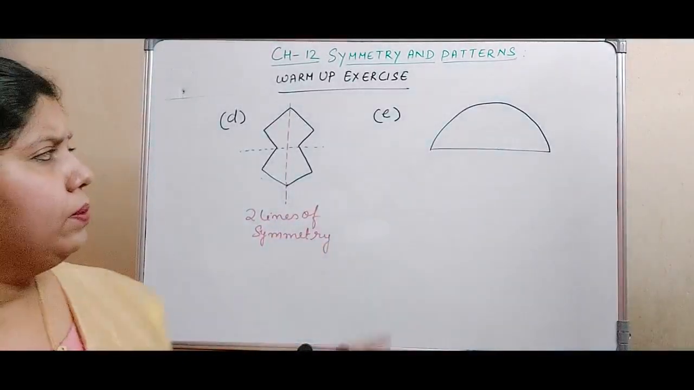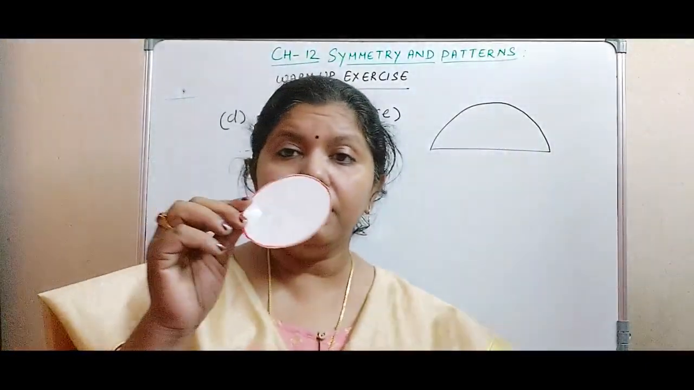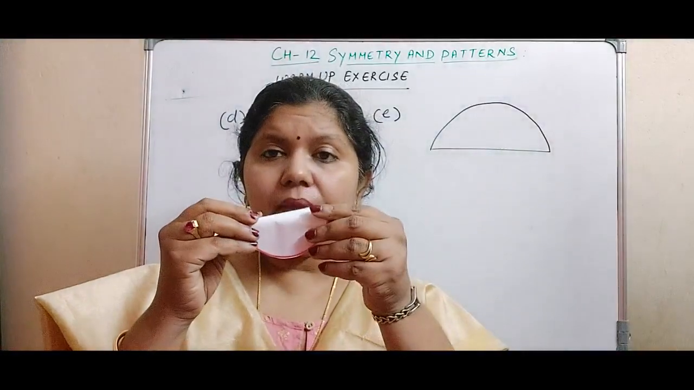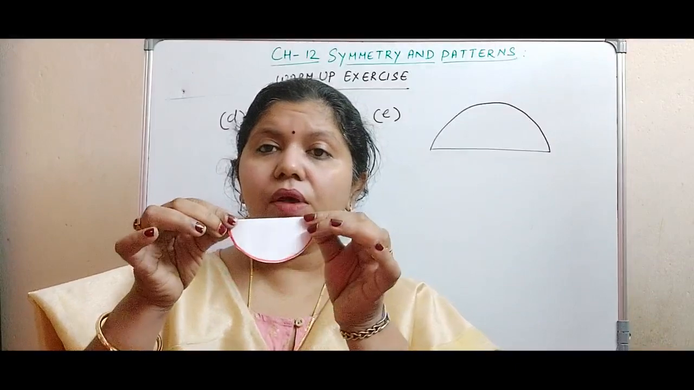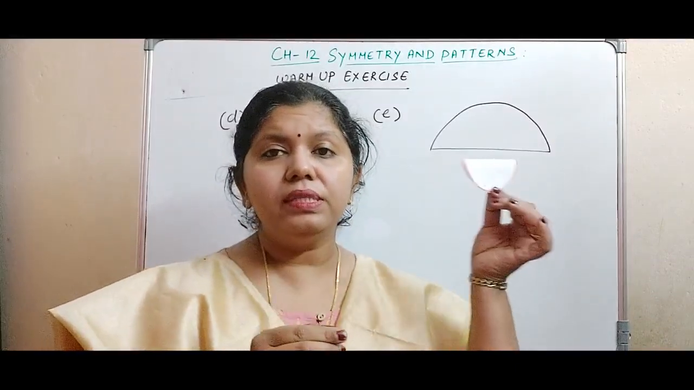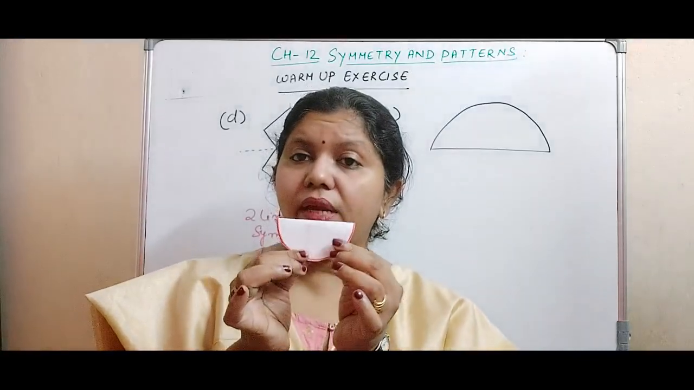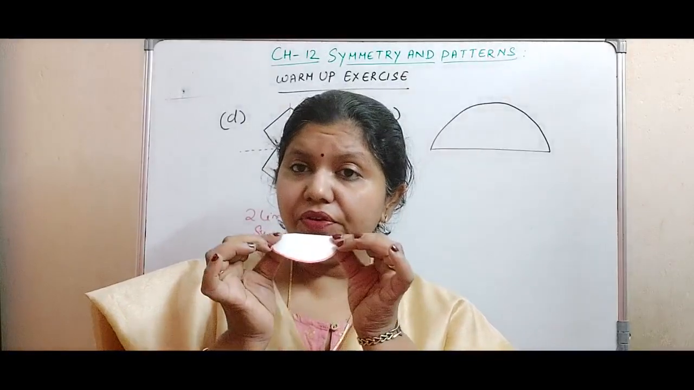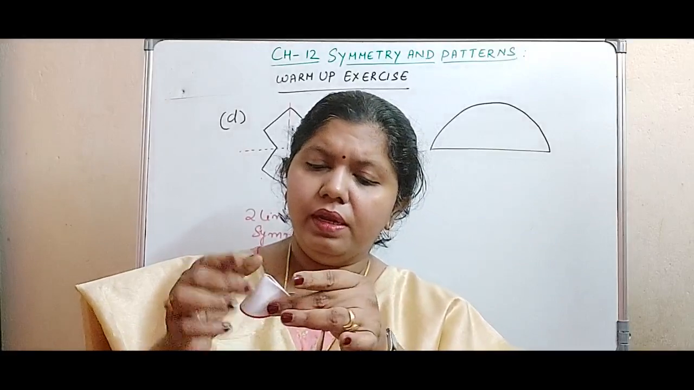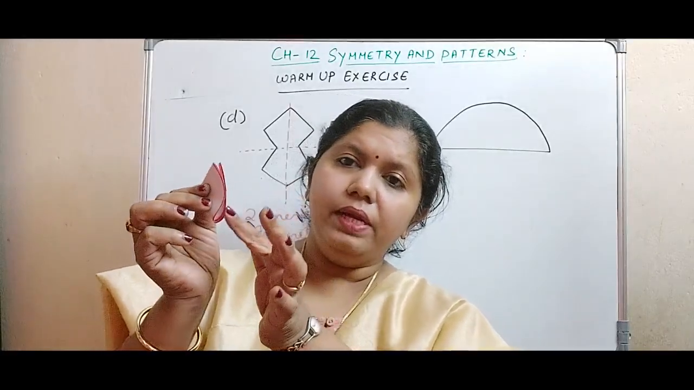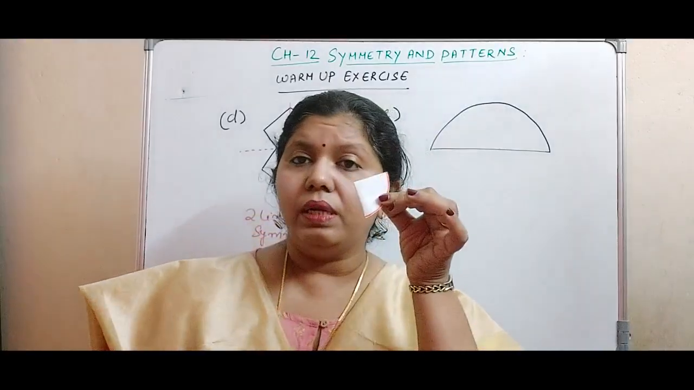Now coming on to a semicircle here. I have a circle here. I will make it half. This is how I make it a half. Now it is looking the same like my figure. Now can I fold it further so that I will get a line of symmetry in this? So from the center point I am folding it again. You see the sides are completely matching with each other. You can see here it's forming a quarter like this.